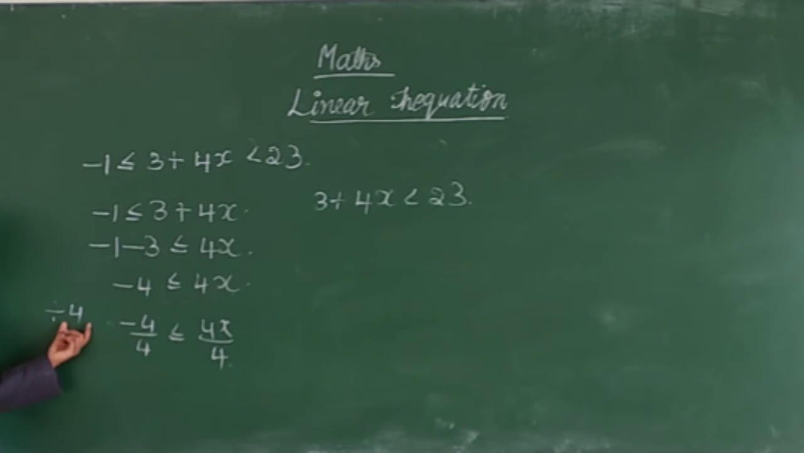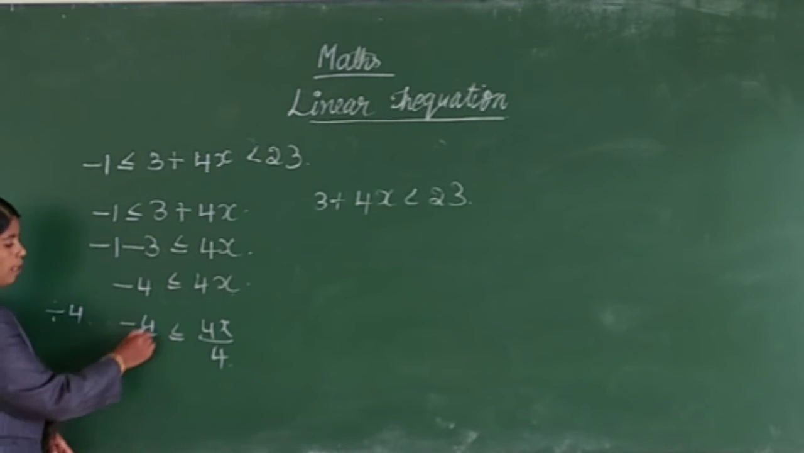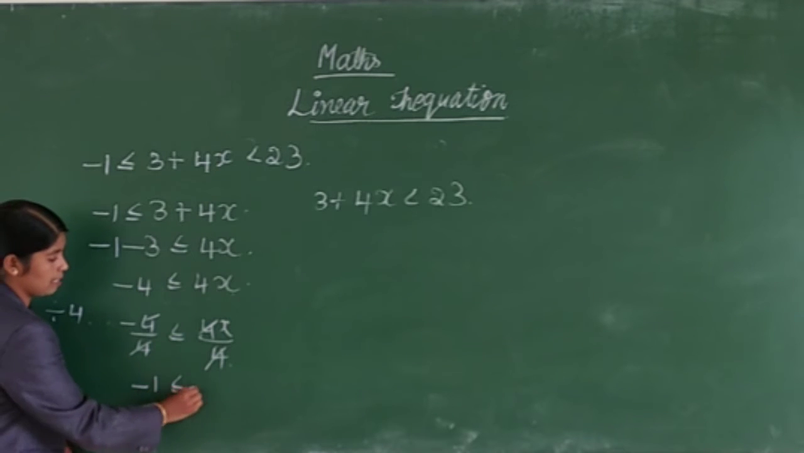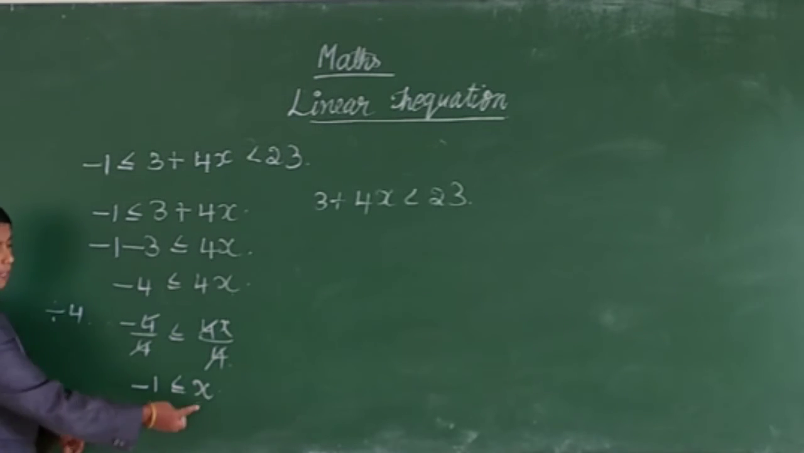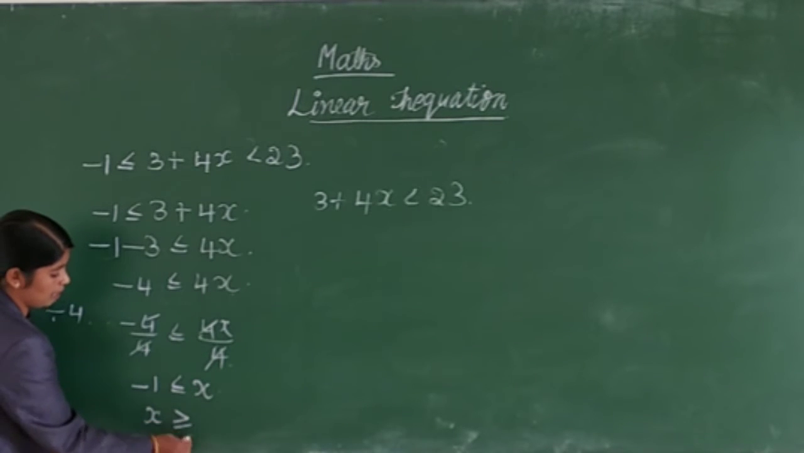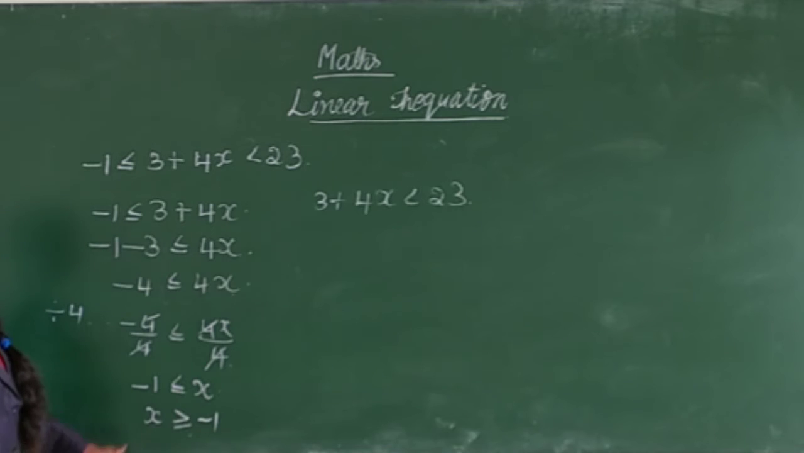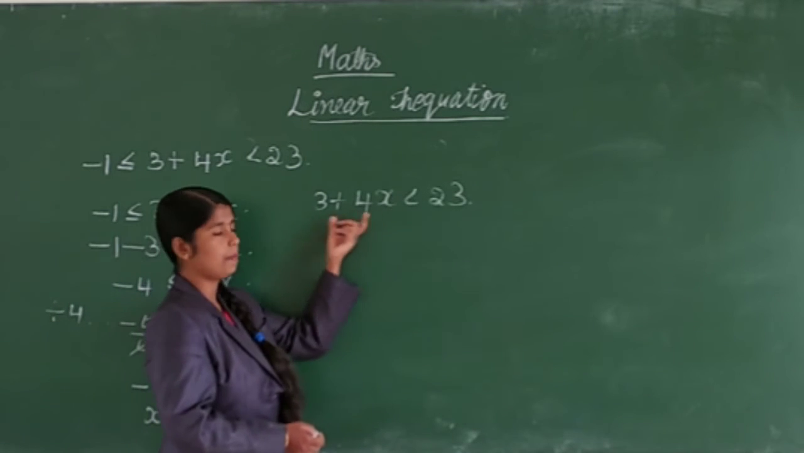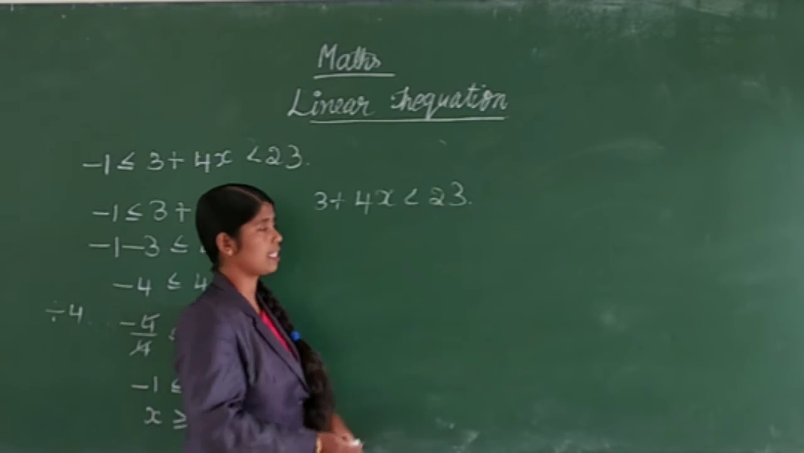Since we have divided by the positive number, we don't need to change anything here. Then 4 and 4 cancel. Here also 4 and 4 cancel. Minus 1 less than or equal to x. So when you take x to here and minus 1 to the opposite side, x is greater than or equal to minus 1. Any doubts here?